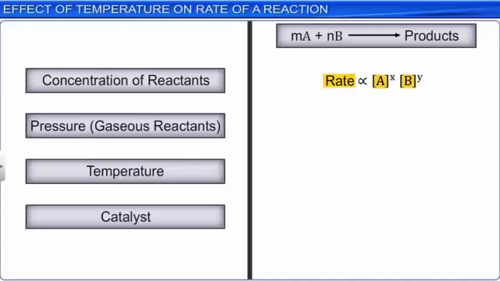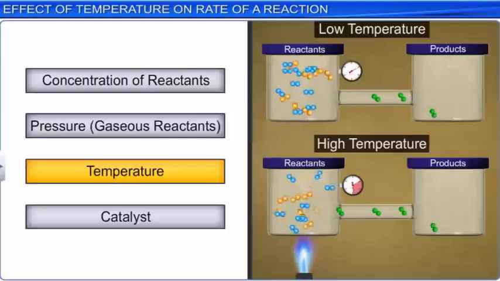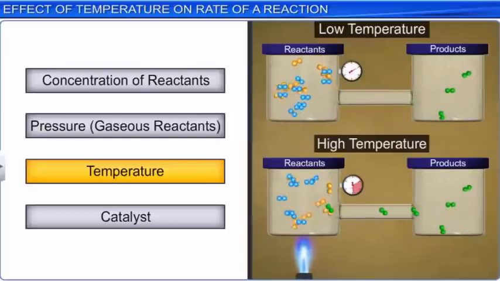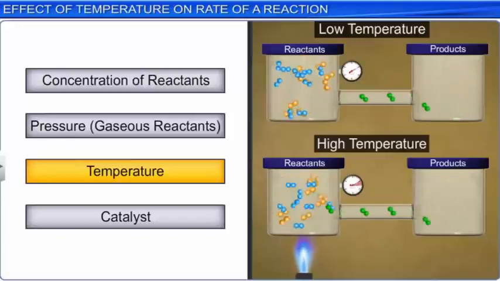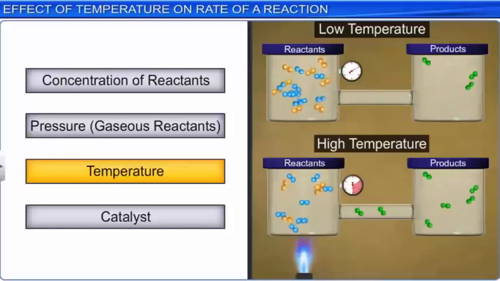We know that the rate of a reaction depends on the concentration of its reactants or on the pressure in case of gaseous reactants. Along with concentration or pressure, temperature also has a major effect on the rate of a reaction. It has been observed that generally the rate of reaction increases with an increase in temperature. Also, it has been found that an increase of 10 degrees Celsius in temperature doubles the reaction rate.